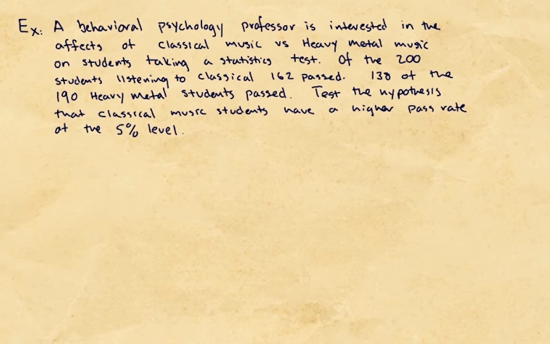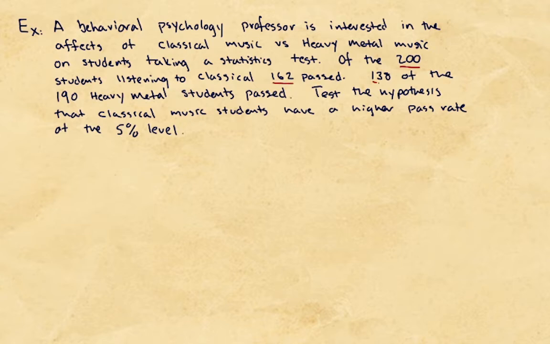In this example, we're going to be working out a problem about classical music and whether or not it helps you pass a statistics test. So this behavioral psychology professor, double-blind, placebo-controlled, randomized, blah, blah, blah. Anyways, the important thing is that 200 students listened to classical music and 162 of them passed.